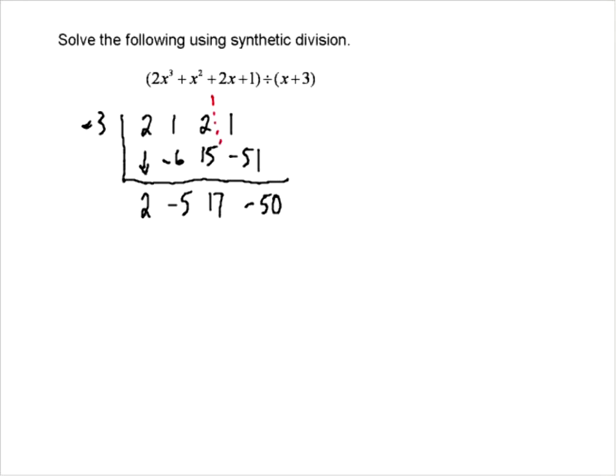Keeping in mind that this last value is going to be the remainder, our solution now is 2x squared, dropping down that x 1 degree, minus 5x plus 17. That's our quotient with a remainder of 50. So if we wanted to determine what the quotient is and the remainder, there it is. It's one easy step to determine what that is.